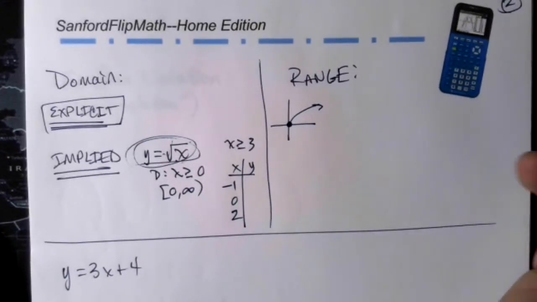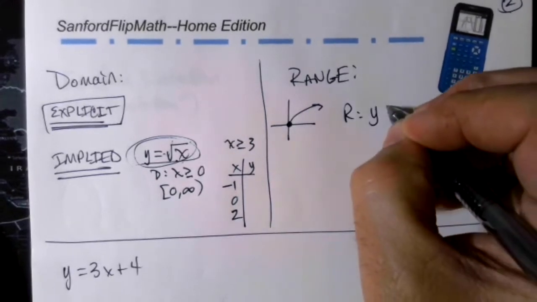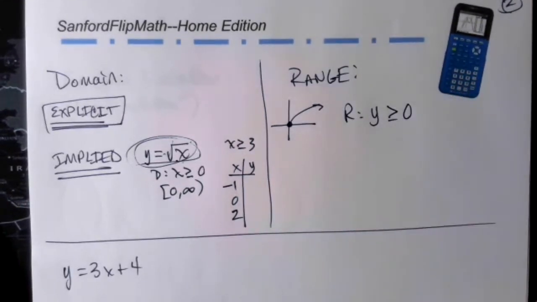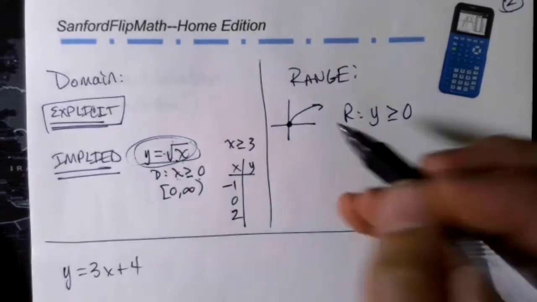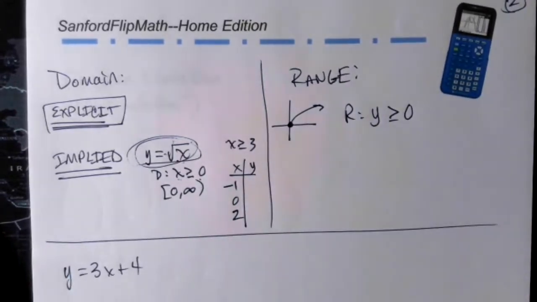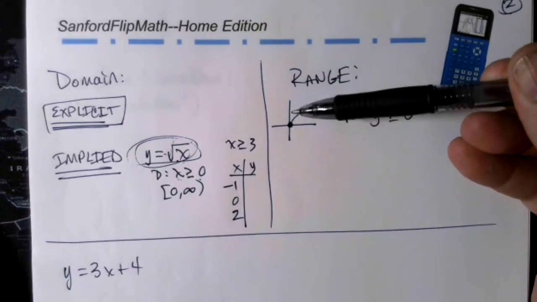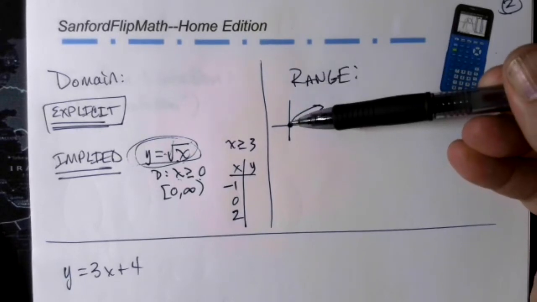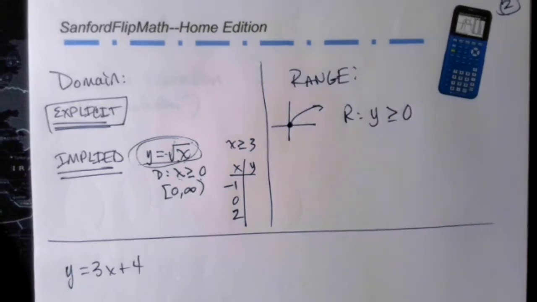For the range for this one, we're going to say y is greater than or equal to 0. The domain happened to be x greater than or equal to 0, so things to the right of 0 and including 0. And the range is the y values greater than or equal to 0 because the graph touches the x-axis and then goes above. Those are the y values that are present there.